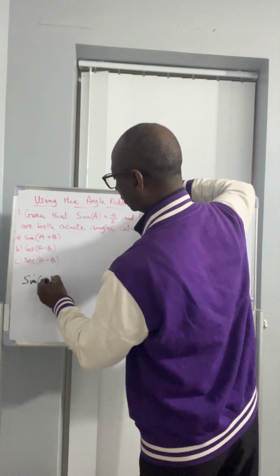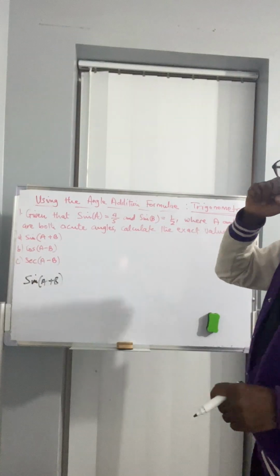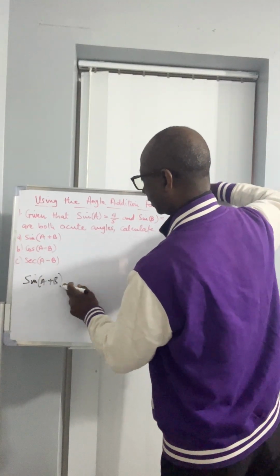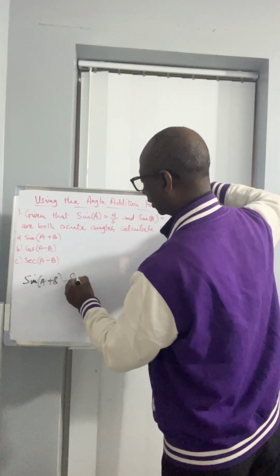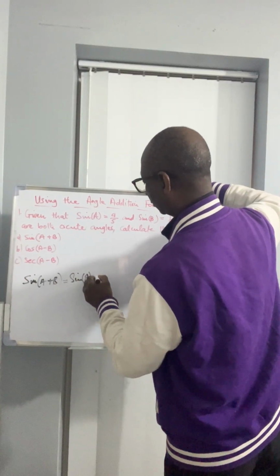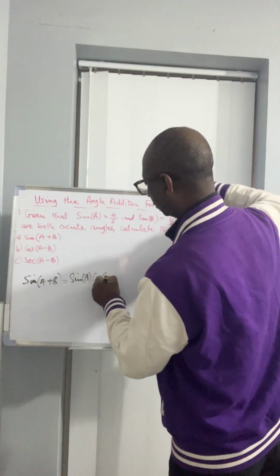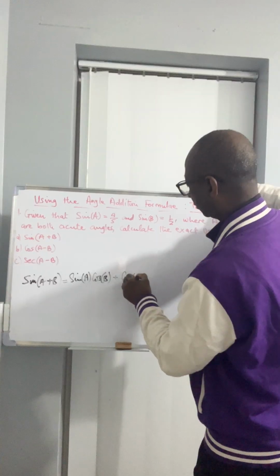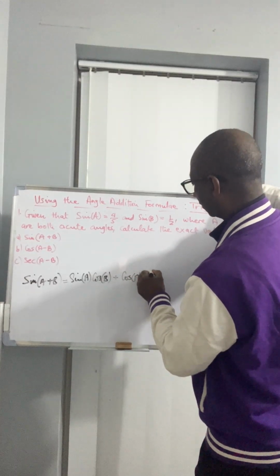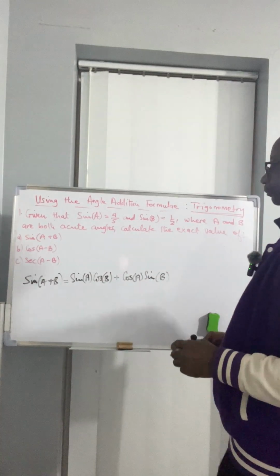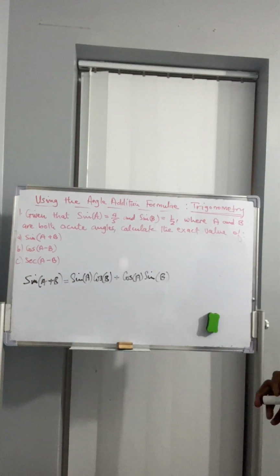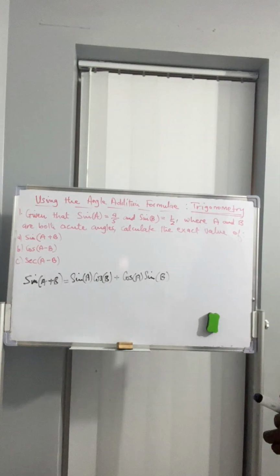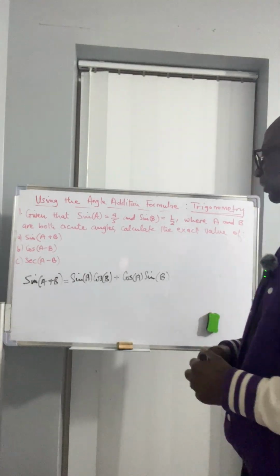We already know from our angle addition formulae that sine A plus B is equivalent to the sine of A, the cosine of B, plus the cosine of A times the sine of B. So this is what you have for this formula. We expand this, you get sine A cos B plus cos A sine B.